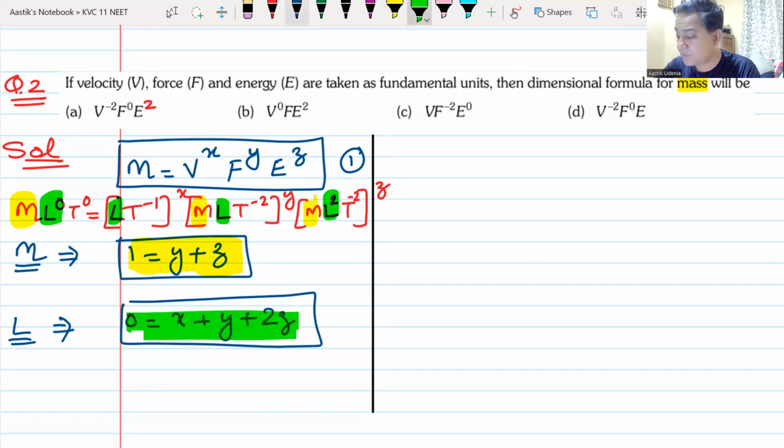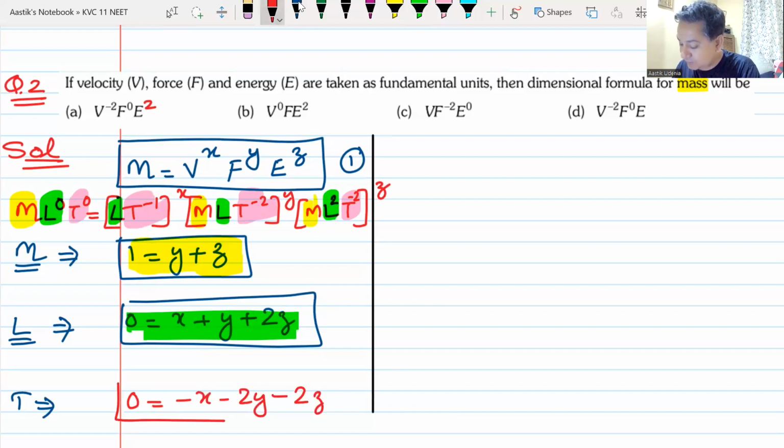I move on to the third one. I've done the same thing many times. T, the pink one, with 3 Ds. Don't worry. Let not these things scare you. 0 is equal to minus X minus 2Y minus 2Z.